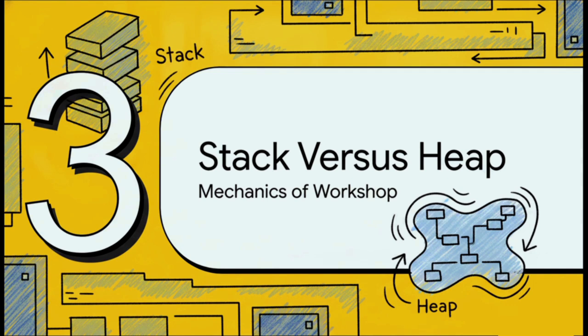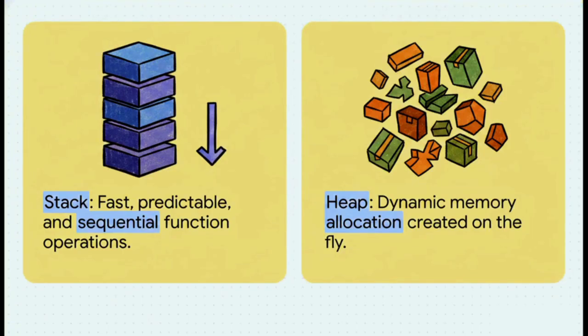Section 3, stack versus heap, the mechanics of the workshop. So inside RAM, we basically utilize two main mechanics for handling memory on the fly: the stack and the heap. The stack is highly organized, fast, and totally deterministic. It handles function calls and local variables. The heap, on the other hand, is dynamic. It lets you allocate random chunks of memory on the fly while the program is actually running.